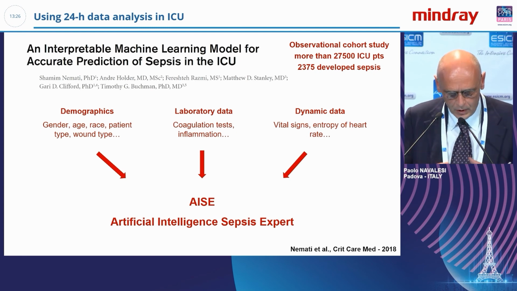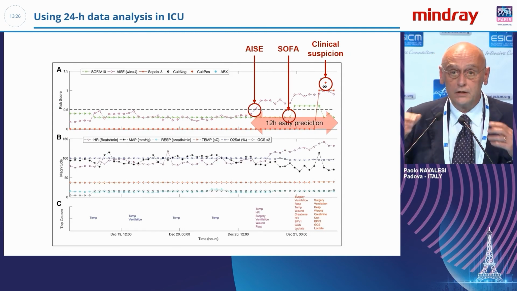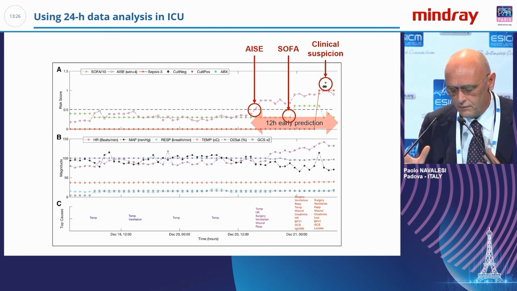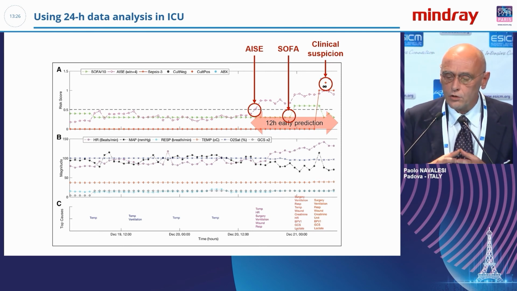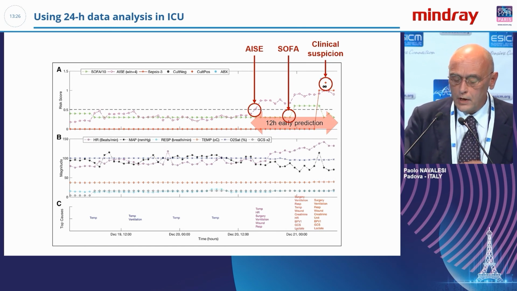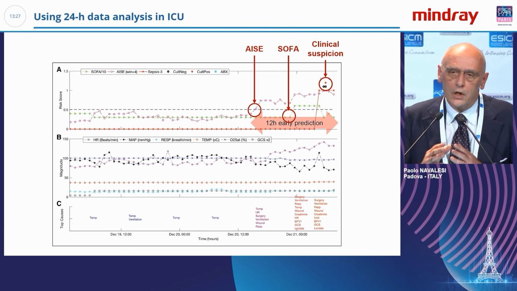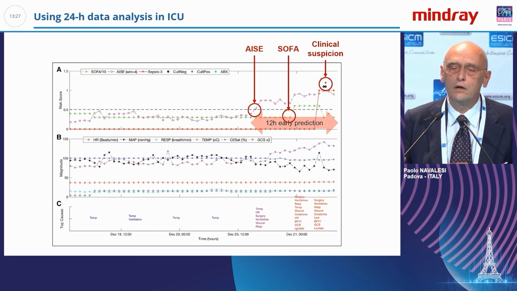This is an example, the artificial intelligence sepsis expert, which is based on collection and integration of all these data, on a large number of data crunched by big computers. And as you can see from the tracing of this patient, the ACE score was much earlier in detecting a problem related to sepsis in a patient, and it was much earlier than the SOFA score and 12 hours earlier than the clinical suspicion, which, in my opinion, indicates that this is something that will lead our clinical behavior in the future.